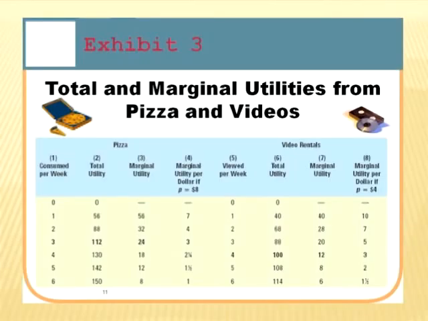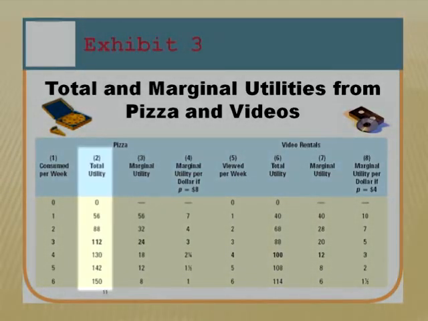So here's a case in which we're fixing to invite some friends over. We have $40 to spend. We're trying to determine how many pizzas and how many videos to rent. Each pizza costs $8. Each video costs $4. We have here in column 2 the total utility for various different levels.